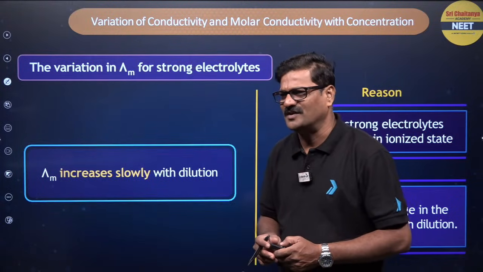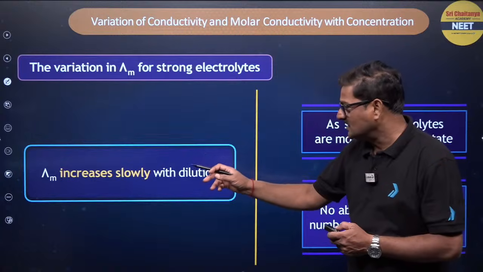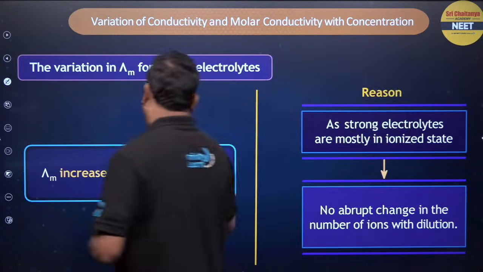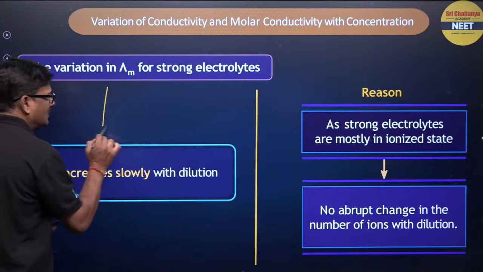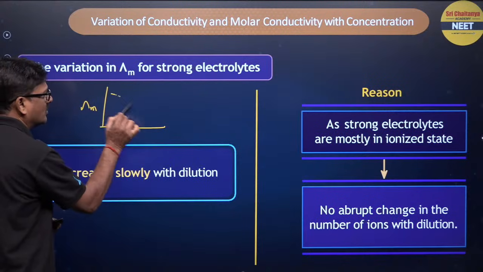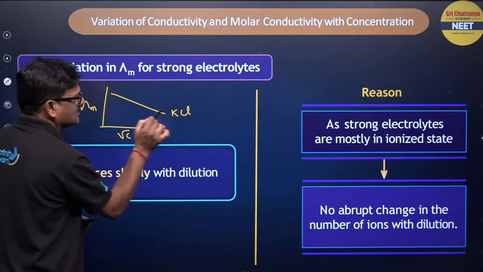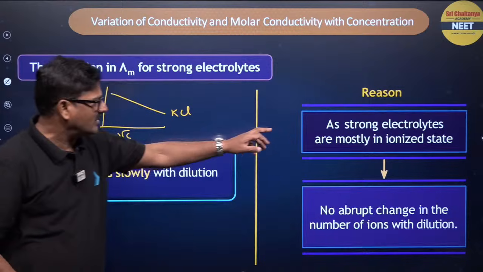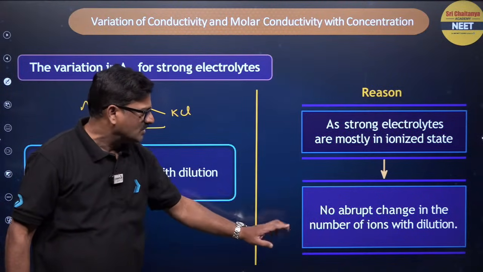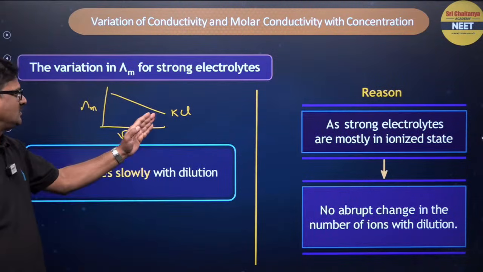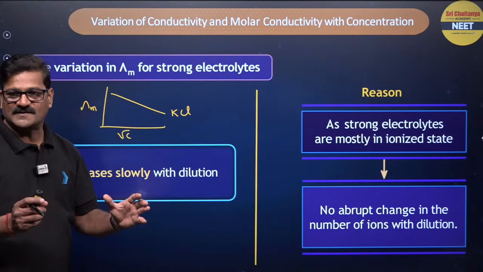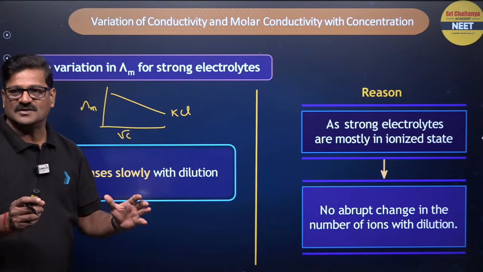It increases slowly with dilution because extent of ionization is not changing here, and the root of concentration you are going to see for potassium chloride like this. It's a straight line. A strong electrolyte is mostly in the ionized state, with no abrupt change in the number of ions with dilution. So interionic distance decreases, intermolecular force decreases as concentration becomes 0.